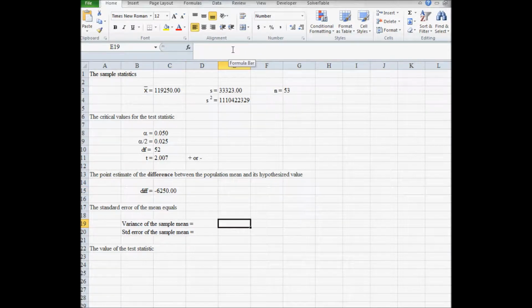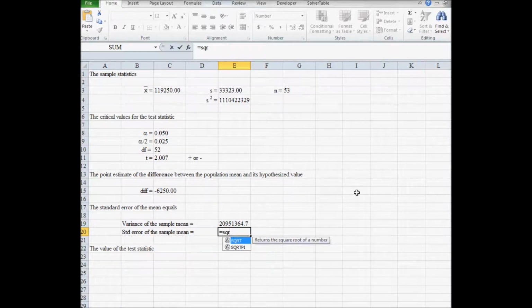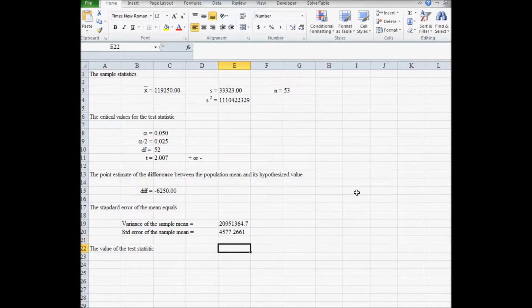The variance of the sample mean is less than the variance from the sample because it's the estimate of the variance of the variable divided by the sample size. The standard deviation of the sample mean, also known as the standard error of the mean, is the square root of the variance of the sample mean. The test statistic is the point estimate of the difference between the population mean and its hypothesized value divided by the standard error. Next, we're going to copy in the point estimate of the difference. We're going to copy that into Cengage now.